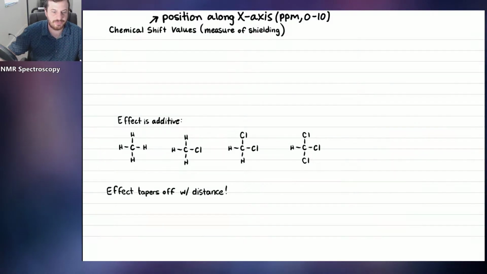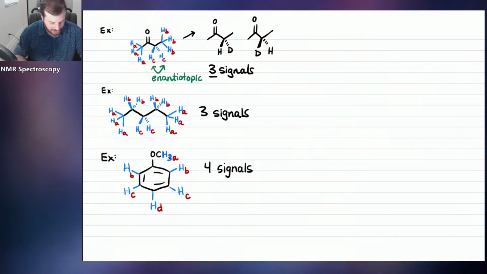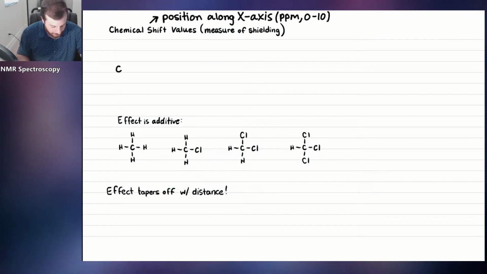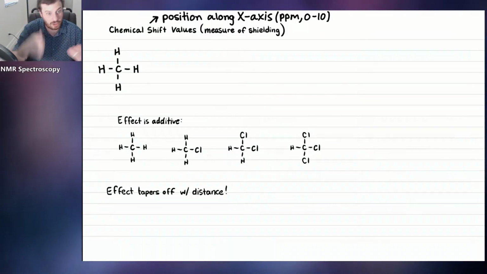So let's take a look at a very clear-cut example of how this effect manifests. Let's just take a look at the simplest organic compound, which would be methane. And if you look at the protons in methane, they're all equivalent. They're all going to generate one signal because they're all symmetric and they're all in the same chemical environment. And so the ppm value for those protons in methane is 1.0 ppm. All right, beautiful. So that can be kind of our baseline level there.